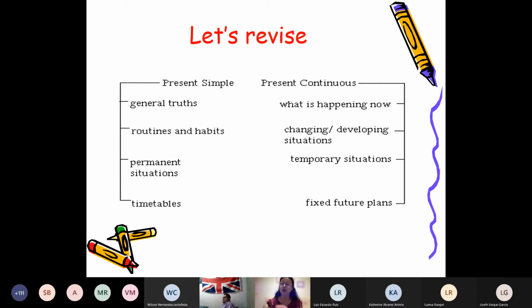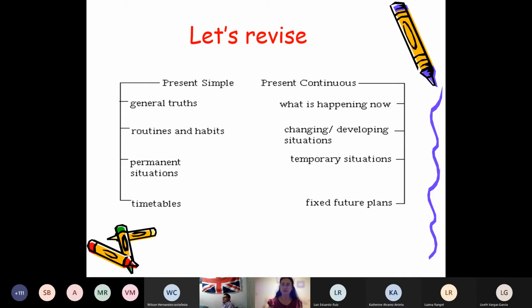Routines and habits. When you are going to express what you do every single day, your habits. For example, I go cycling every weekend. Okay, those are habits. I usually go to the gym every day or from time to time. Okay, I always go to the gym every day, for example.